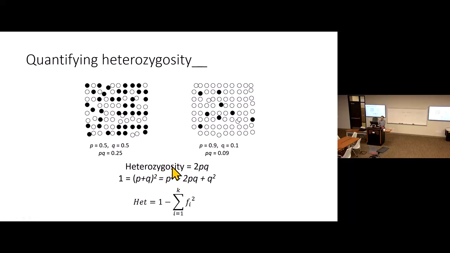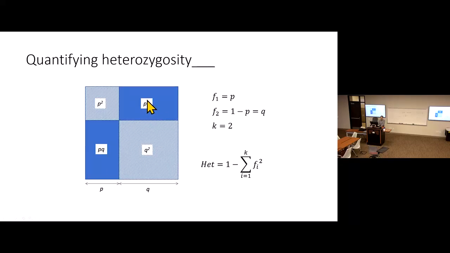Oftentimes people call it 2PQ instead of PQ. P is the frequency of the black dots, and Q is 1 minus P. People want to use 2PQ because you can have this P and Q multiplication squared, and then you have this geometric interpretation of what PQ is. So this is the area of the off-diagonal position, where P and Q are the frequencies of two different binary elements.